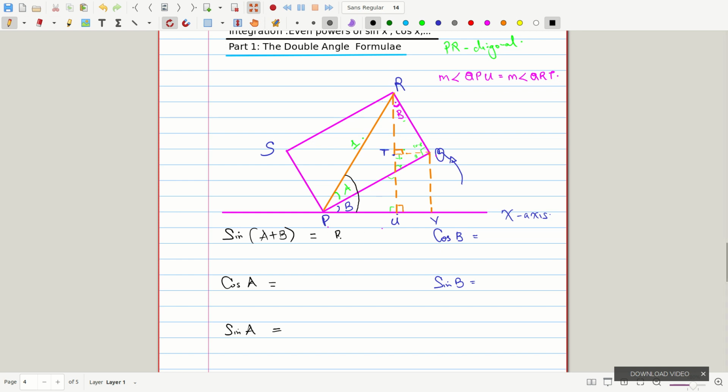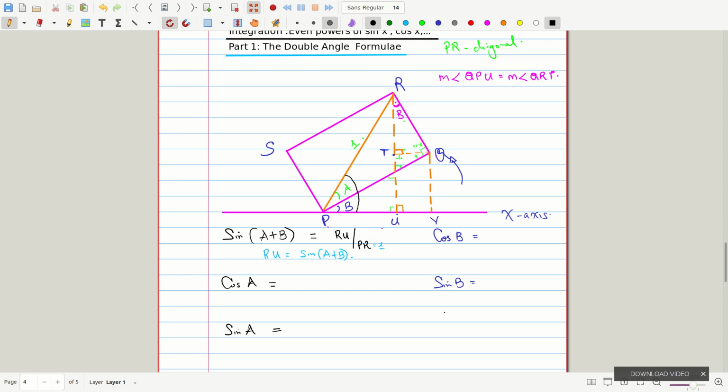So it is going to be equal to RU, which is the opposite, over the hypotenuse, which is PR. But remember, PR is of unit length. Since PR is of unit length, then we can write that RU is equal to sine of A plus B, since PR is of unit length equals 1.